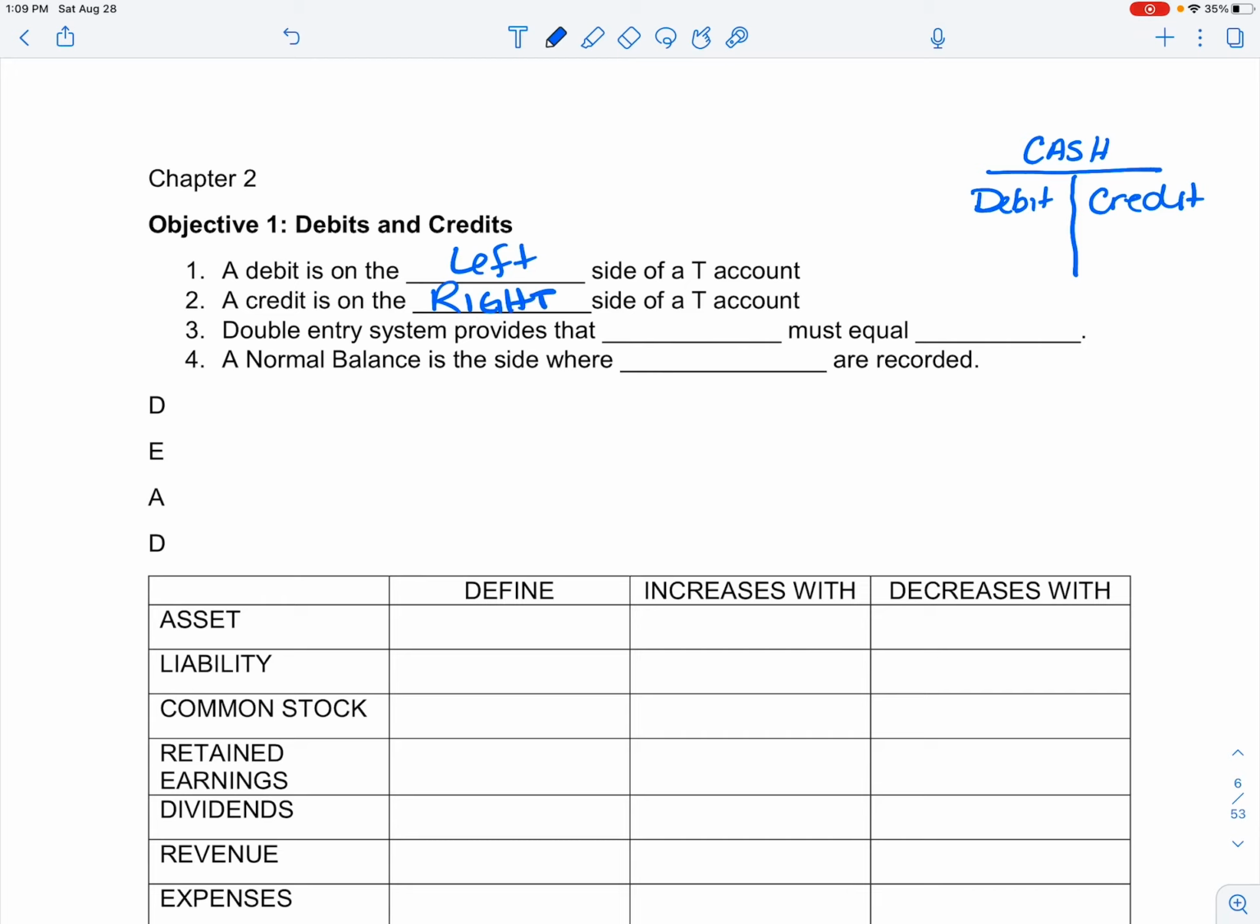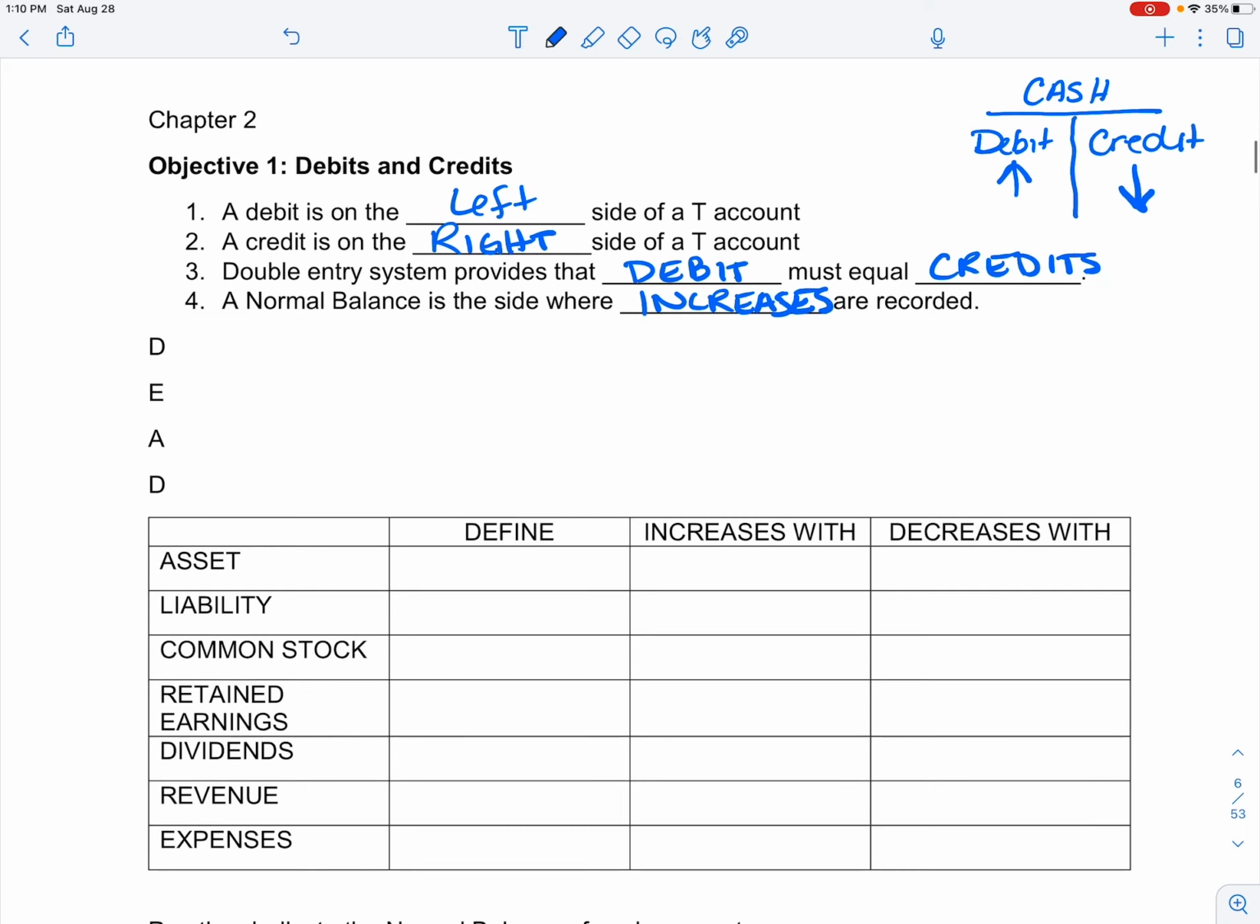When they say double entry system, all that's saying is that there's always going to be two transactions at least, because your debits always have to equal your credits. And the normal balance is the side in which increases are recorded. So if I want to increase my cash, I would debit it. If I want to decrease my cash, I would credit it. So we have to really understand the normal balances for each of these accounts.